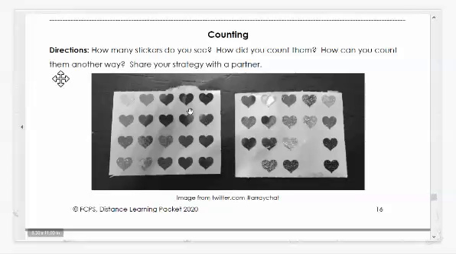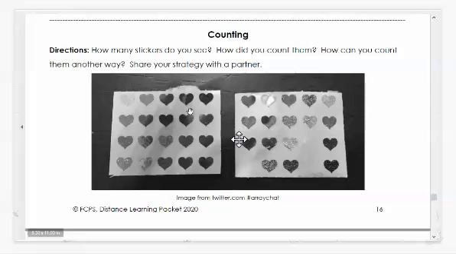And we thought the first way you could do it is you could count by ones. So you could count 1, 2, 3, 4, 5, and you could count all of the stickers that you see on these pages. Now, when we counted across, we saw that there were 5 stickers in each row. So then we thought maybe we could count the stickers in groups of 5. We could count 5, 10, 15, 20, 25, 30, 35, 40.